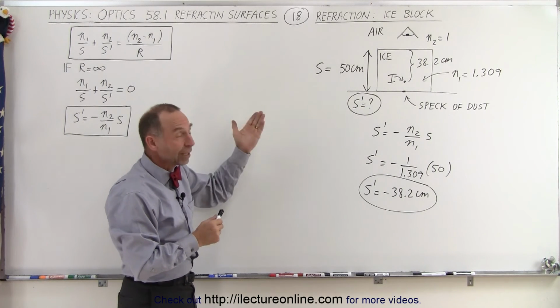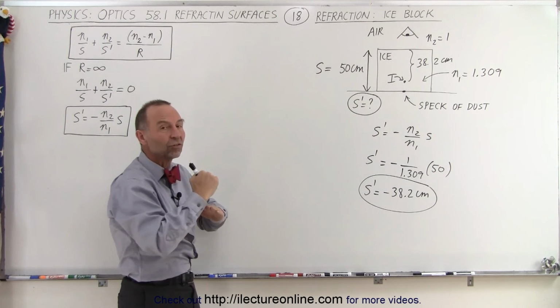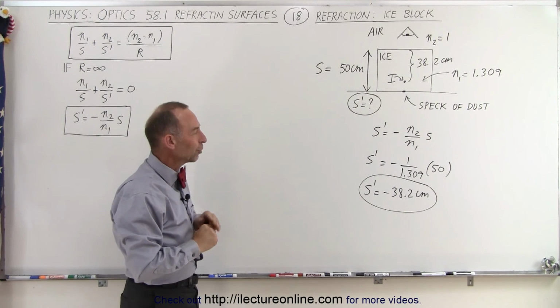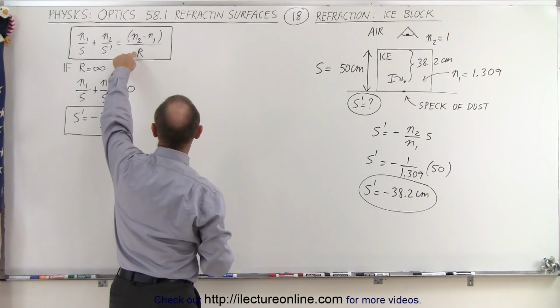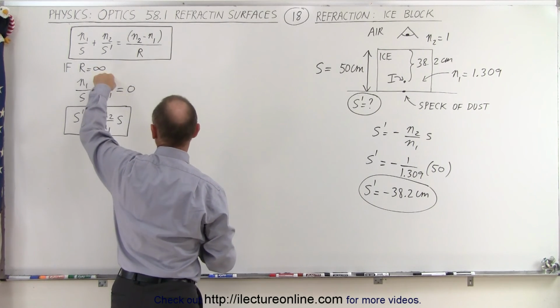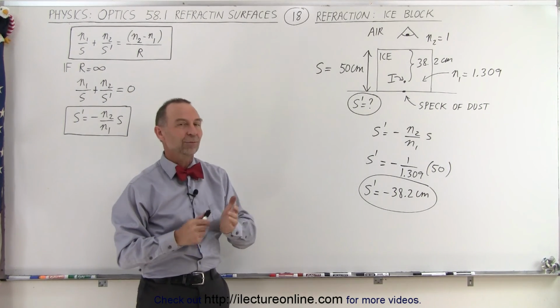At a later time, in a later video, we're going to show you an example where we have to think about multiple distances, and so we'll show you how to do that. So stay tuned, but here's a simple example where we use the application where the radius of curvature is infinite, this goes to 0, and so that's how we find s prime in this particular case.